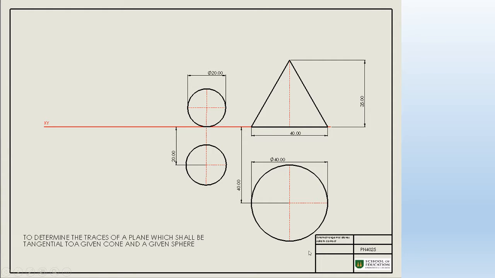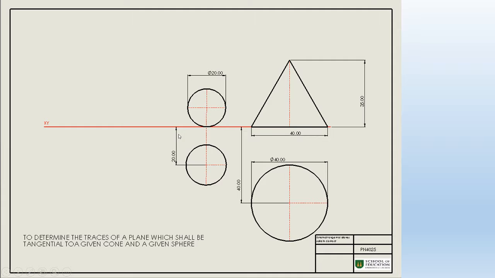So this is the question you are given: to determine the traces of a plane which shall be tangential to a given cone and a given sphere. You are given a cone with a base length of 40 mm and a height of 35 mm, and a sphere of diameter 20 mm. They both rest on the XY line.